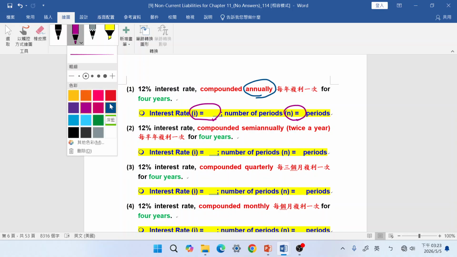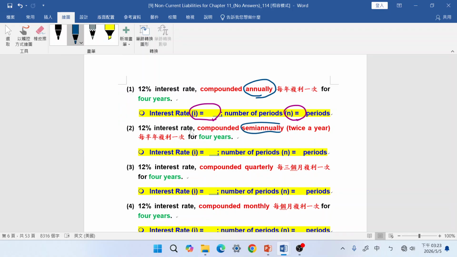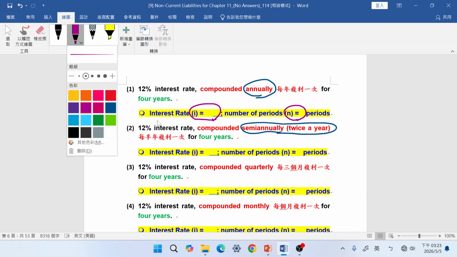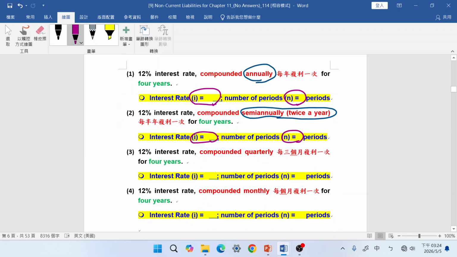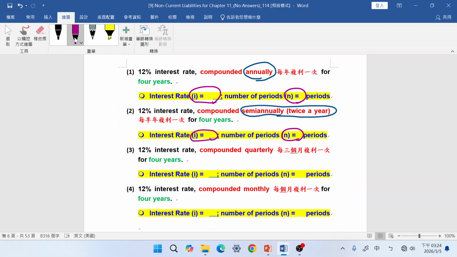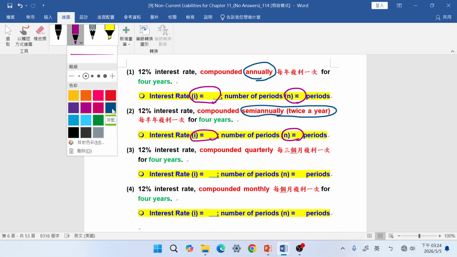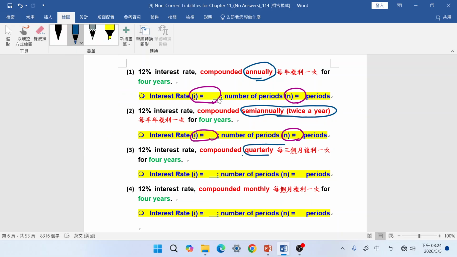How about your second case? Compounding semi-annually. Semi-annually means 1 year, 2 times, right? So can you tell me your N and your I? Third case, compounding quarterly. So quarterly means what? Every 3 months. So what's your N, your I? Last case, compounding monthly. So what's your N, what's your I?